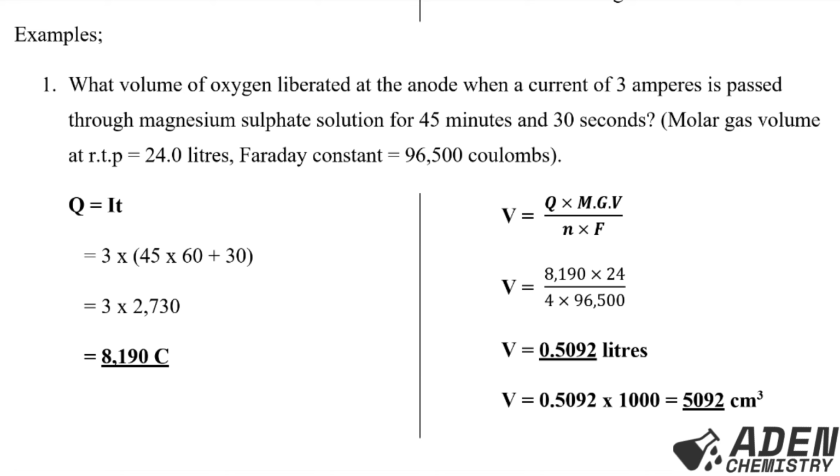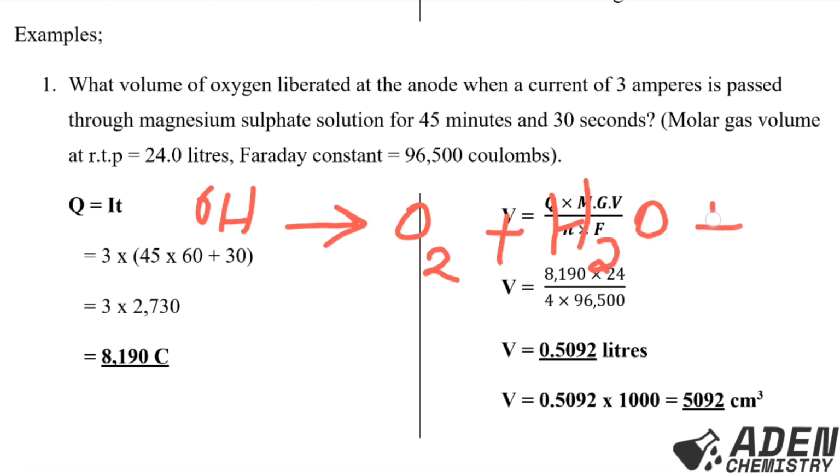Let's first know our electrolyte. Our electrolyte here is magnesium sulfate solution. That means it is a non-binary electrolyte. So when it decomposes, it produces 4 ions, 2 cations and 2 anions. The 2 anions are sulfate ions and hydroxyl ions. When doing preferential discharge, we said hydroxyl ions are preferably discharged over sulfate ions. So that means hydroxyl ions are the ones losing electrons to form oxygen gas and also water.